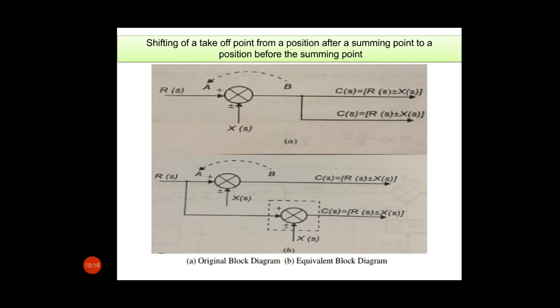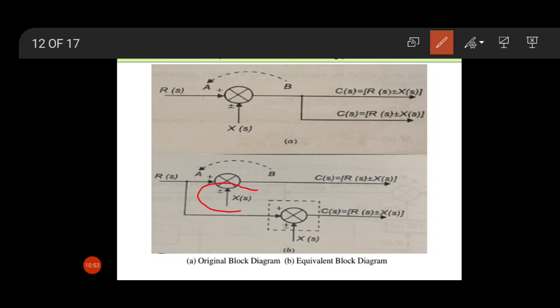In the original diagram, the output is R(s) plus minus X(s), and this output is also coming to the branch signal. The branch path value is also the same here. So after changing the position of this branch point from B to A, we add an extra summing point here and keep the signal value, meaning the X(s) value, the same as our actual summing value, meaning this value and this value are the same.